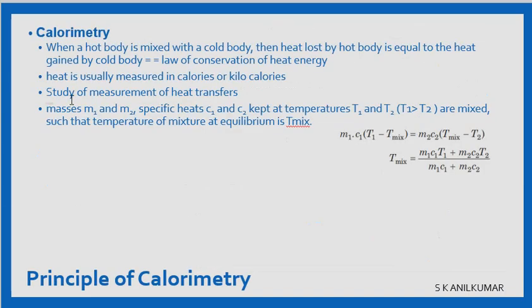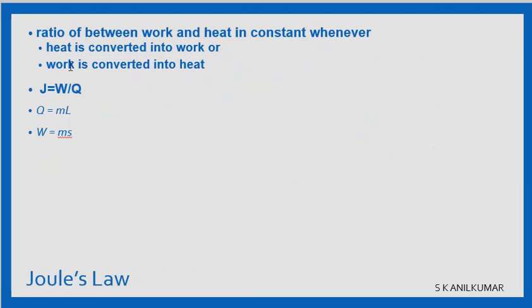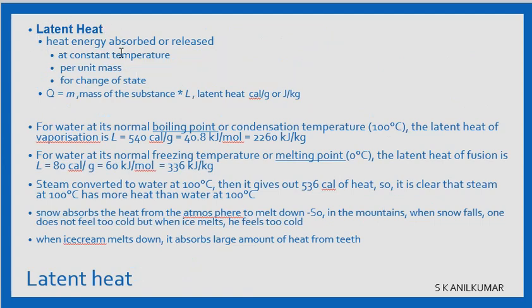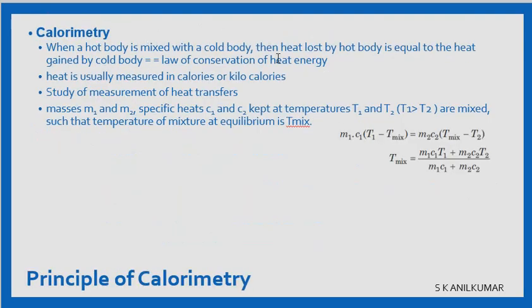Now, what is calorimetry? Calorimetry is when a hot body is mixed with a cold body, the heat lost by the hot body is equal to the heat gained by the cold body. This is called the law of conservation of energy. We already know heat is converted to work or work is converted into heat. We also know the heat energy absorbed or released at constant temperature per unit of mass is the latent heat. Now, calorimetry says when a hot body and cold body are mixed, the heat lost by the hot body is equal to the heat gained by the cold body. That is the law of conservation of heat energy.